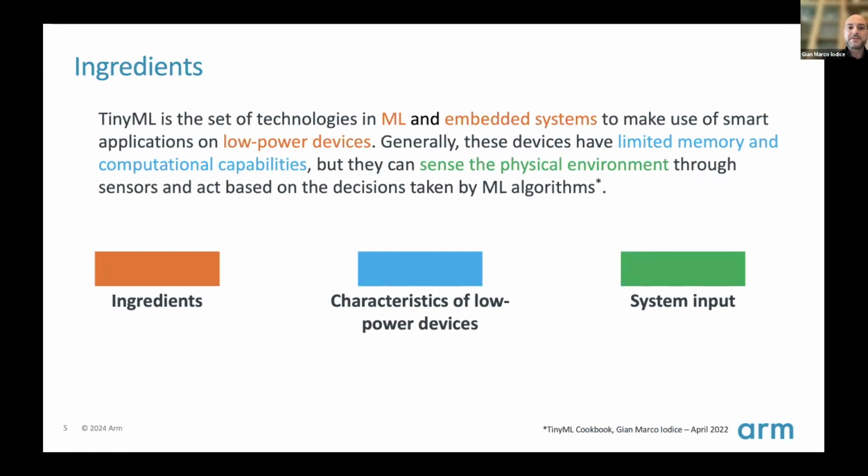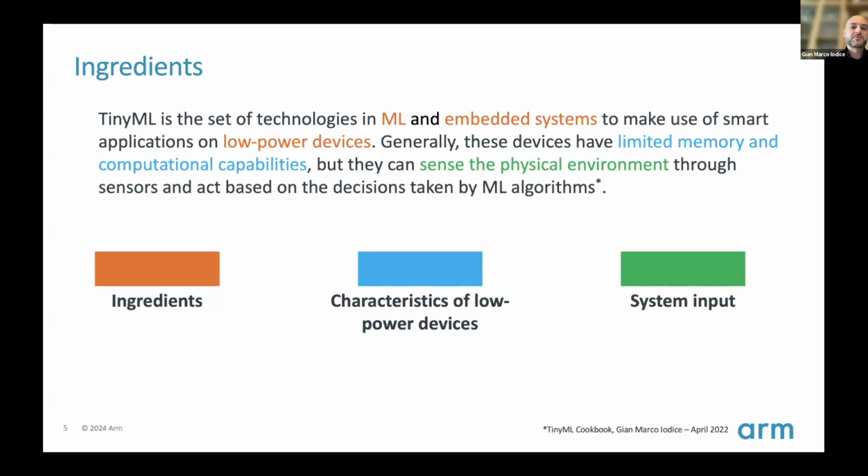Generally, these devices, in order to be low power, have some constraints. They have, for instance, limited memory. They also have limited computational capabilities. But these limitations won't make these devices less capable of performing ML at the edge. A cool and very interesting aspect is the sensors that are attached to these devices, because most of the time these devices have sensors in order to have a feeling of the environment the devices are working in.